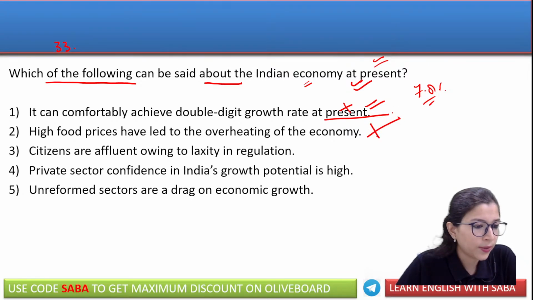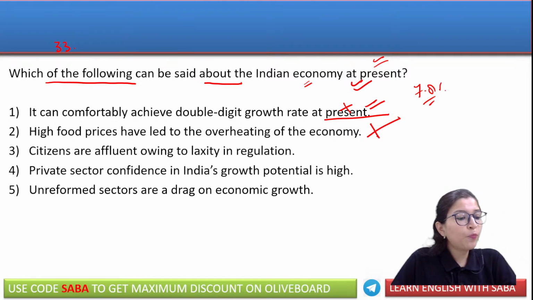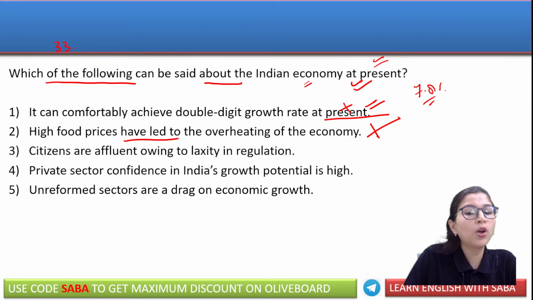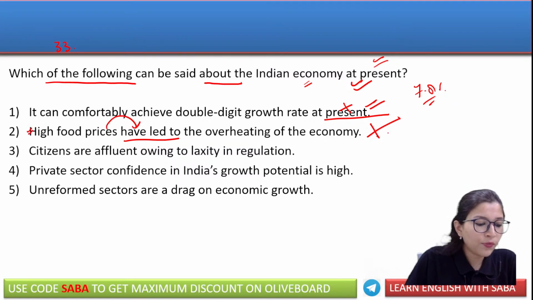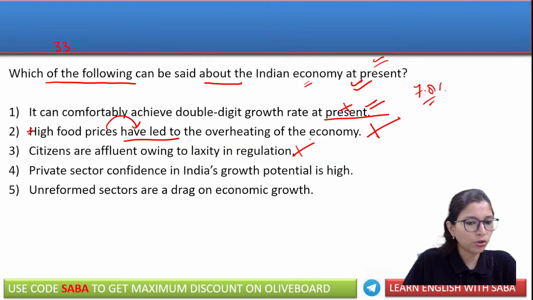Now second, high food prices have led to the overheating of the economy. This is also not correct. ये भी गलत है. हाई क्रूड प्राइसेस हो सकते हैं because of economy, but it has not led to the overheating. कि ये ओवरहीटिंग को लीड नहीं किया है. Because of overheating this can happen. So that is why it is incorrect. Citizens are affluent owing to laxity in regulation. ये कहीं नहीं दिया गया है. This is also incorrect.